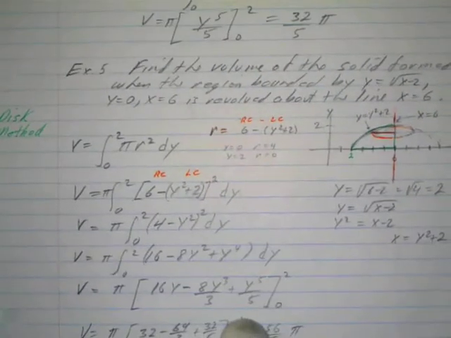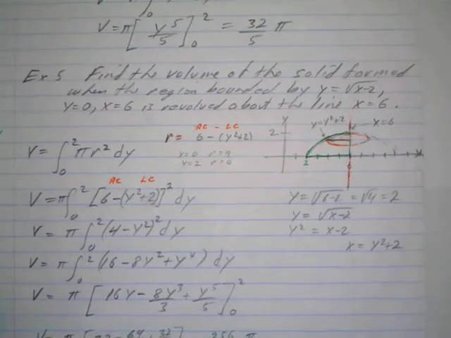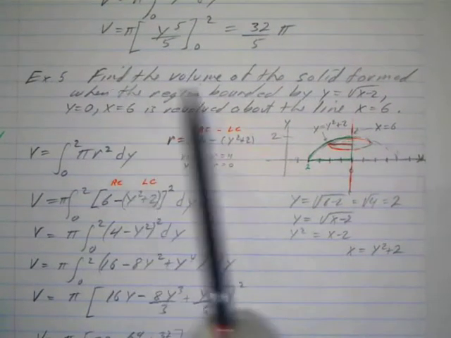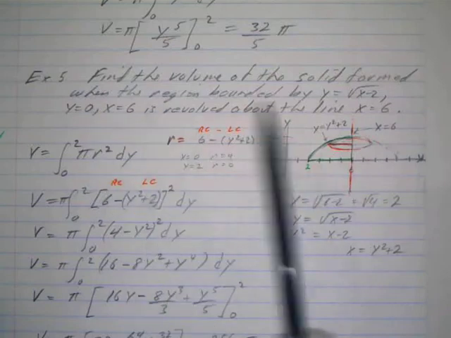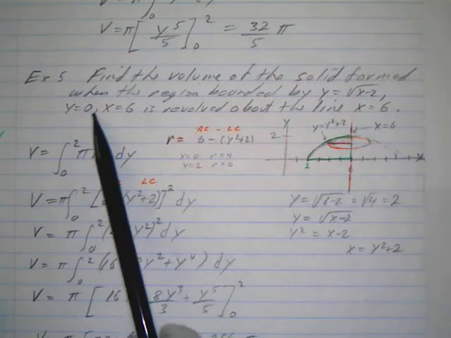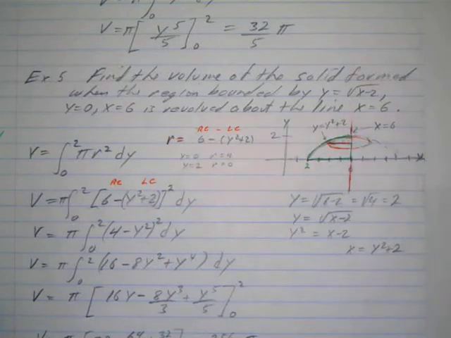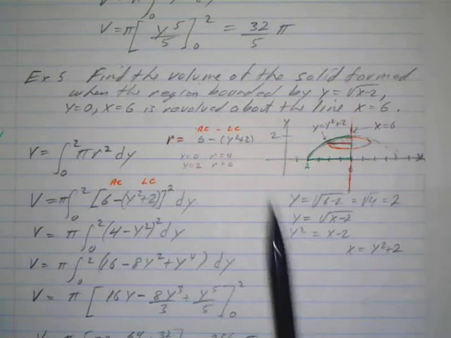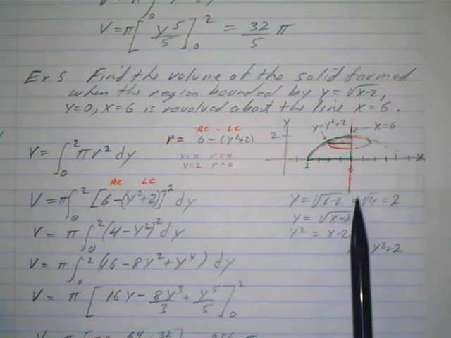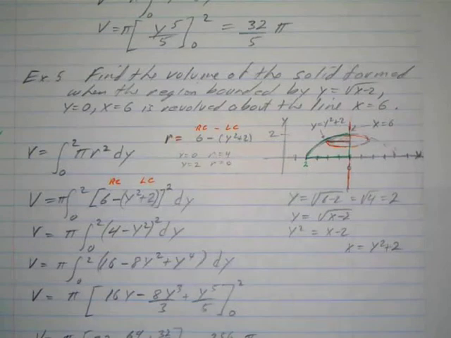And now example 5. Another disk method. And now we're going to offset this a little bit. So find the volume of the solid formed when the region bounded by y equals the square root of x minus 2, y equals 0, and x equals 6 is revolved about the line x equals 6. So again, we're going to have disks that are perpendicular to not the y-axis, but a line parallel to it. They're perpendicular to a vertical line. So again, we're going to integrate with respect to y.